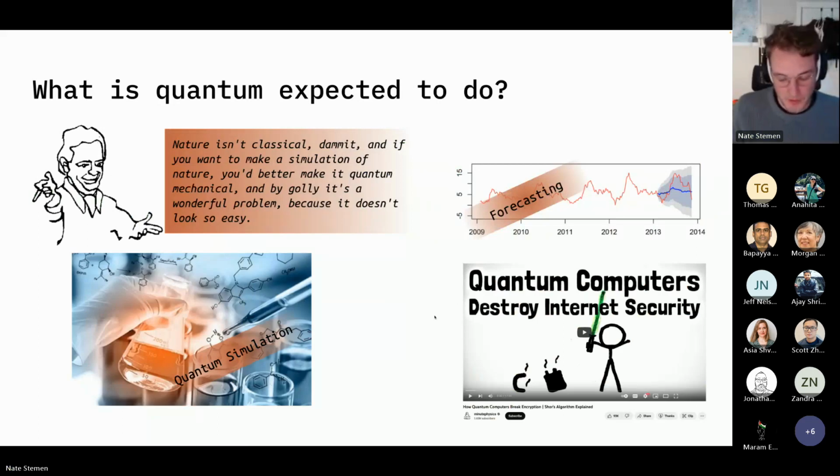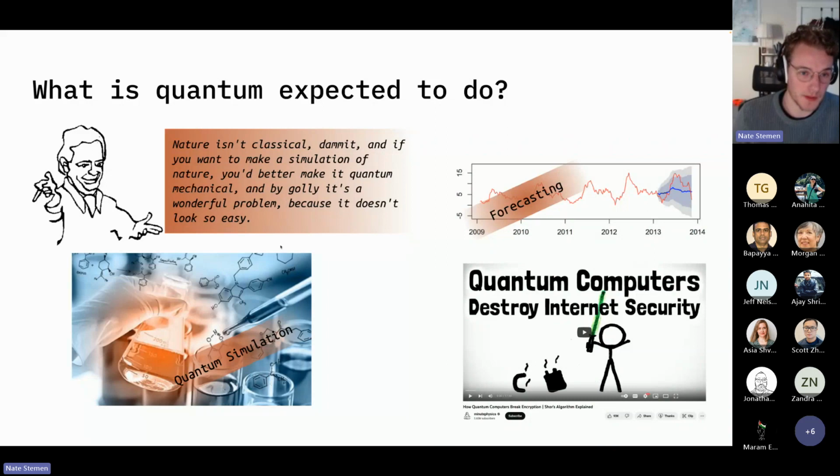So, okay, maybe we have a little bit of historical framing. We understand roughly what the idea of quantum computation is and where it's getting some of its power from. And so the next question is, a lot of companies are spending a lot of time and money to get a potential thing working. So what is it really expected to do?